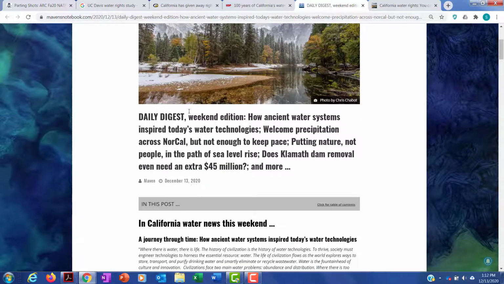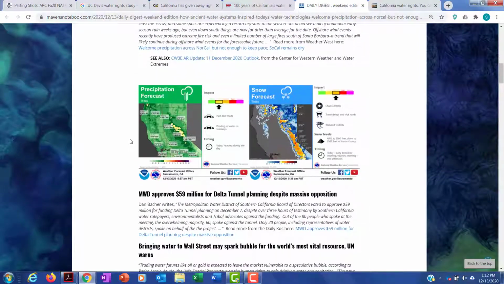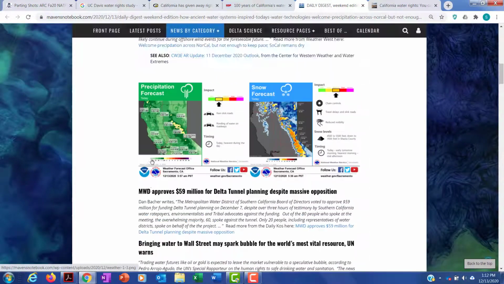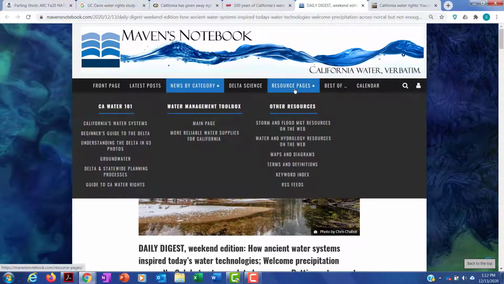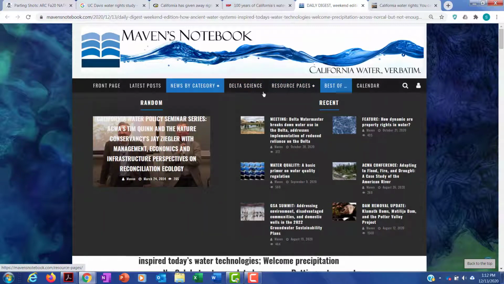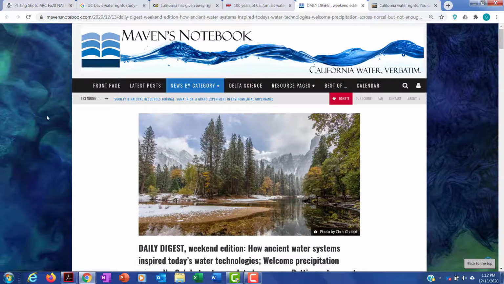Here's December 13th, talking about the current water that we're getting, the current rainfall we're getting. But there's just a tremendous amount of water resources on this site. So not only is it like current events, but you can go to resource pages and find all kinds of things. So this is sort of the place that one should start if they want to refresh on water and what's going on with California water.